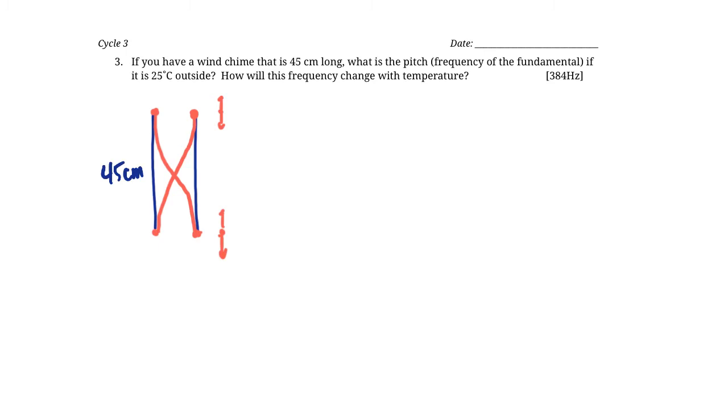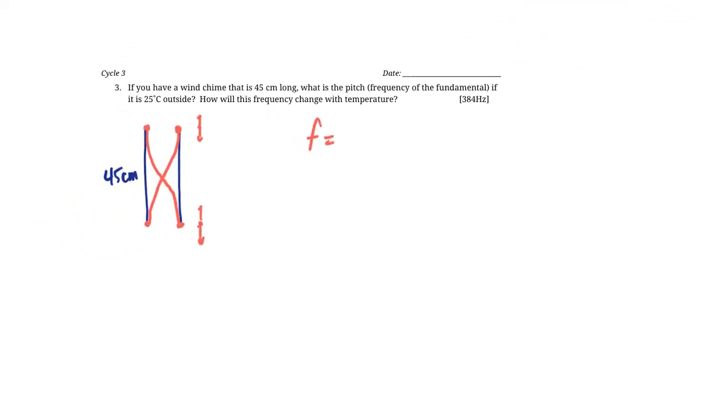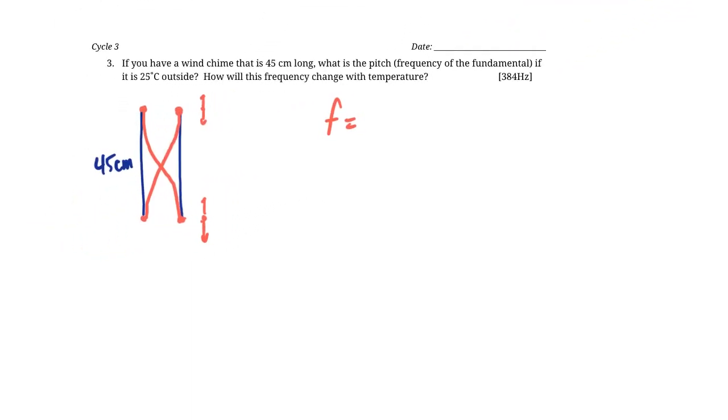So I'm going to help you with the first part. How could we find the wavelength? Because to find the frequency, as per the previous question, what was it? Frequency was speed over wavelength. I think you know how to calculate the speed if we know the temperature outside, right? Just use that formula to calculate the speed of sound in air. But we need to know the wavelength.